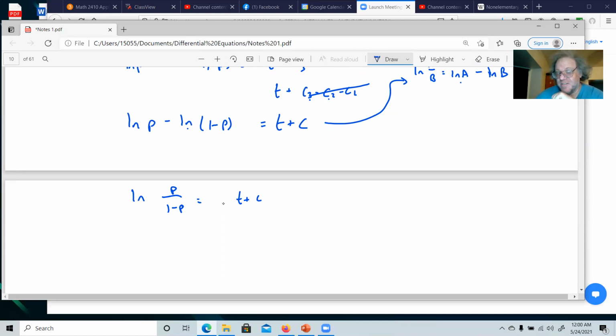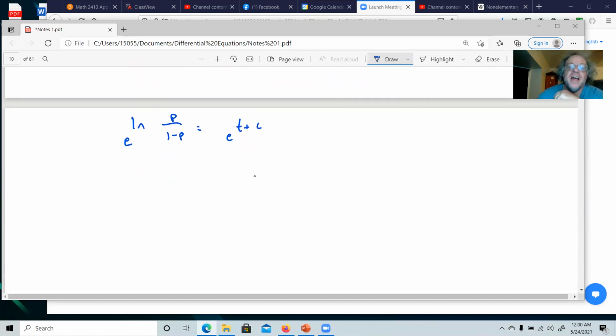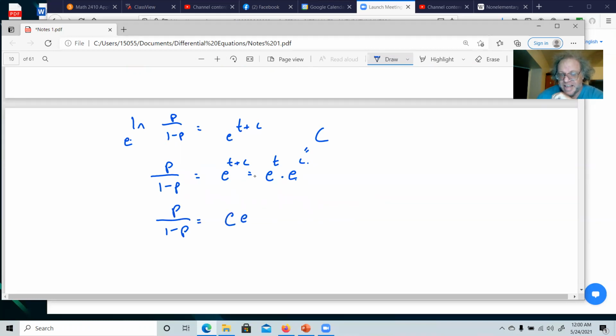So when I want to take the anti-log, I tell my pre-calculus class we unlogify it. So raise both sides to the same exponent. So we have p over 1 minus p is equal to e to the t plus c. Well, e to the t plus c is e to the t times e to the c. And e raised to a constant is a constant. So we're going to say that p over 1 minus p is equal to c e to the t. Okay, that's all the abusive constants that we're going to make in this problem.